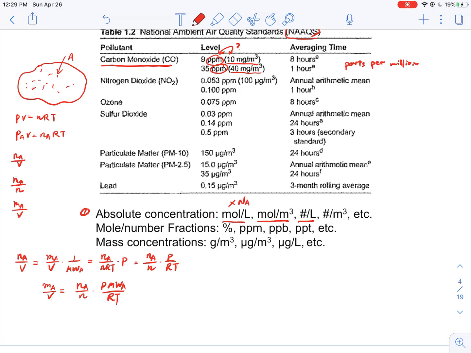And the Avogadro number is 6.02 multiplied by 10 to the 23 per mole, right? So we can also use number per cubic meter, and so on. We can also show these gas molecule concentrations in mole fractions or number fractions, which just uses the unit of ppm or ppb. These are basically the number of the gas pollutants over the number of air molecules, right?